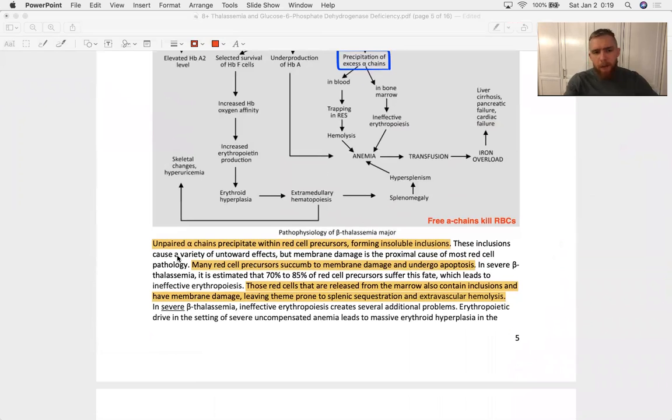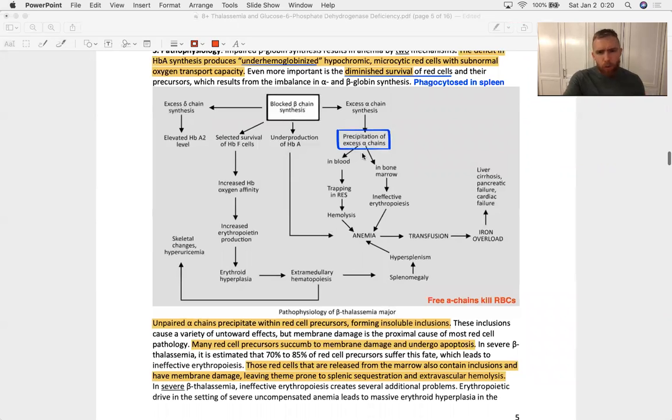Here it is in the text, bottom of page 5. Unpaired alpha chains precipitate within red cell precursors, forming insoluble inclusions. So now we're not just talking about circulating red cells, but precursor red cells in the bone marrow. Many red cell precursors succumb to membrane damage and undergo apoptosis. That's really important. Those red cells that are released from the marrow also contain inclusions and have membrane damage, leaving them prone to splenic sequestration and extravascular hemolysis.